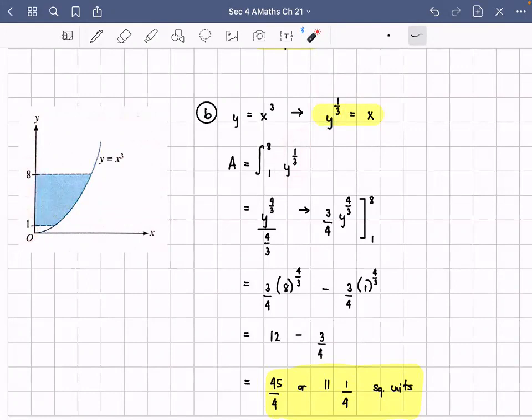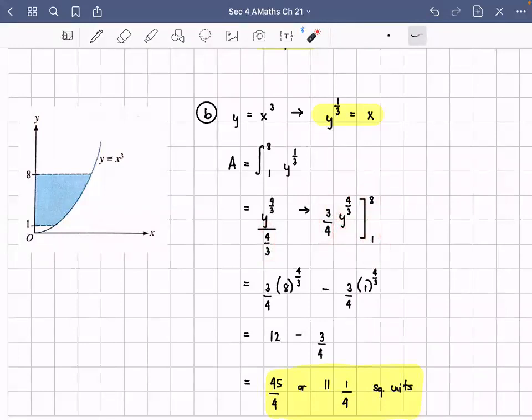Okay. So getting the antiderivative of y raised to 1/3, it becomes 4/3 because plus 1, and then over 4/3. And then simplifying this further, getting the reciprocal of this, it becomes 3/4 times y raised to 4/3, and let's evaluate this.